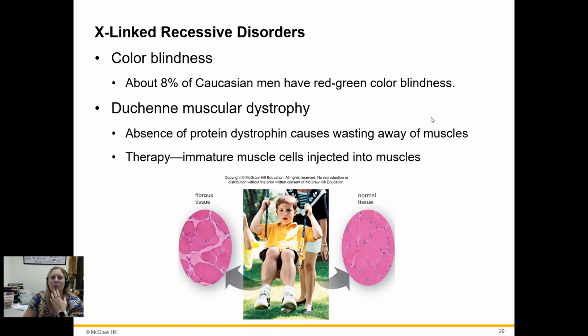Other X-linked recessive disorders besides color blindness are things like muscular dystrophy and hemophilia, not overly prevalent because, again, most individuals do have the chance of inheriting that dominant allele from mom.